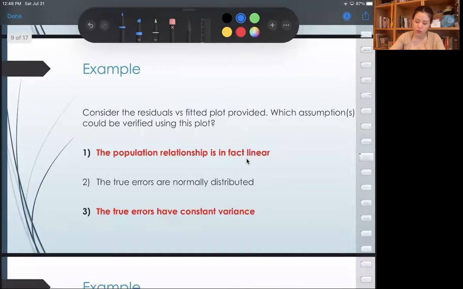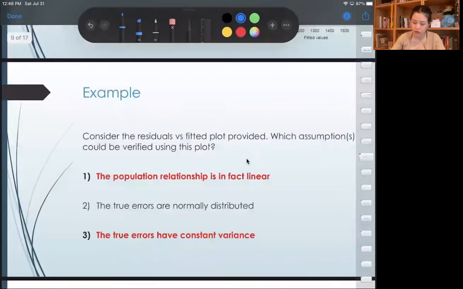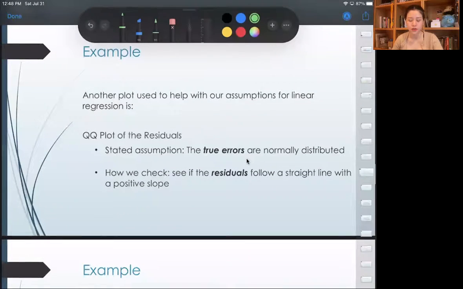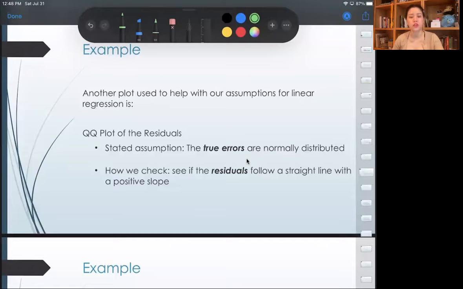Now, how do I show this one? How do I show the true error is normally distributed? Well, if you want to show something normal, all you have to do is set up either a histogram or a QQ plot. We can use QQ plot.